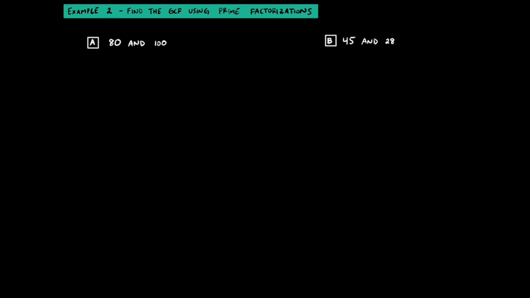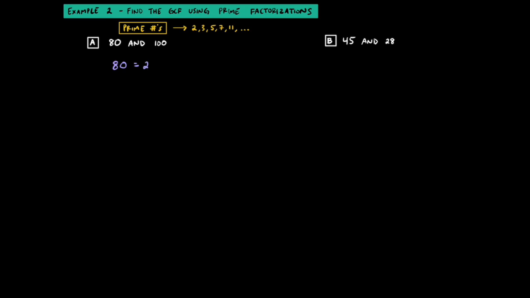At this point, I hope that you understand the concept of finding the greatest common factor. While the listing method is conceptually very clear, it can be very time-consuming as the numbers get larger. In example 2, I'm going to teach you how to find the GCF using prime factorizations. While you can make factor trees to find prime factorizations, I'm going to challenge you to try and do it mentally with me here. Remember, some of the most common primes we'll use in prime factorizations are 2, 3, 5, 7, and 11. Let's try to write the prime factorization for 80 without making a factor tree.